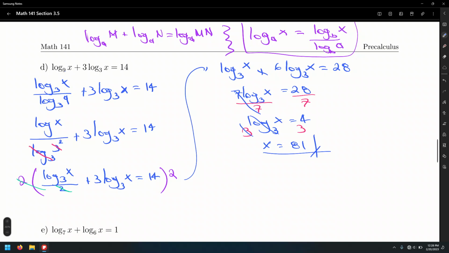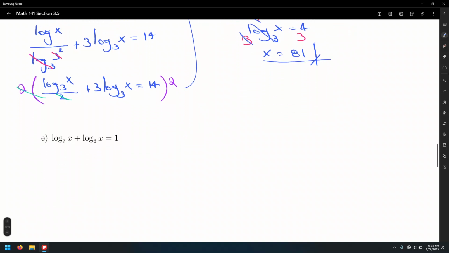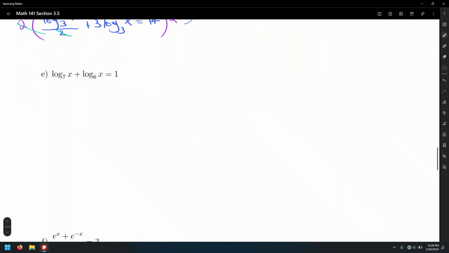Let's see what's next. Okay, the next one is going to be a similar type of problem. However, it's going to be a little funkier than letter D. Letter D had really nice numbers, really nice bases, and it had convenient bases for which we were able to rewrite these logs in terms of a logarithm of the same base. However, well, that happened because the base of the first log was a power of the base of the log in the second term.